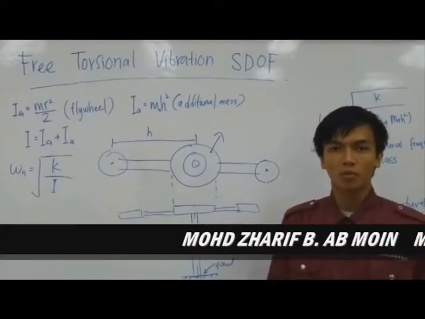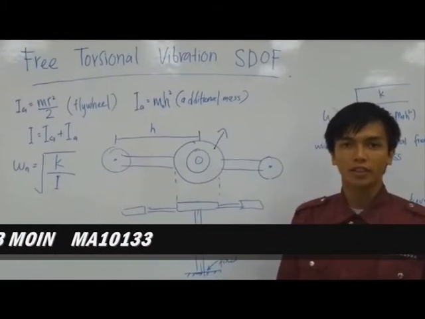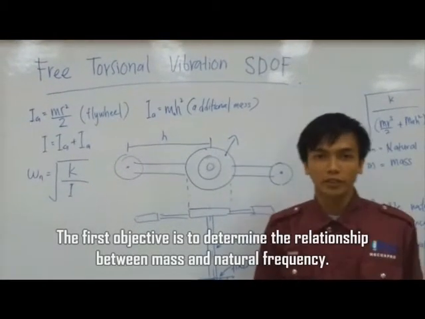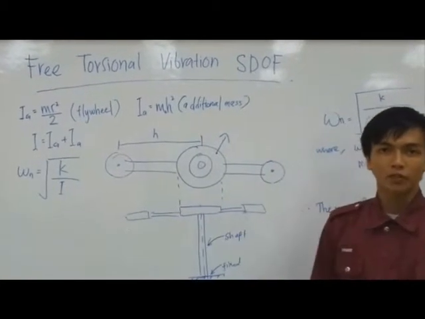My name is Muhammad Zahir Abdul Muin, metric number 10133. I will explain about our theory in the experiment. The first objective is to determine the relationship between mass and natural frequency.